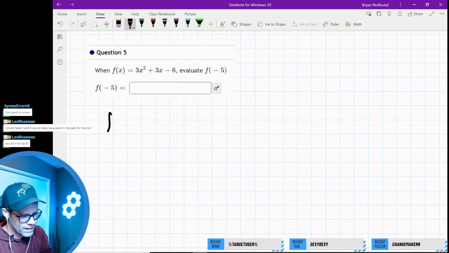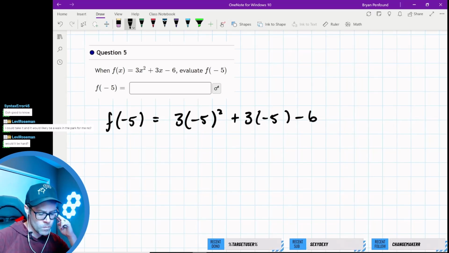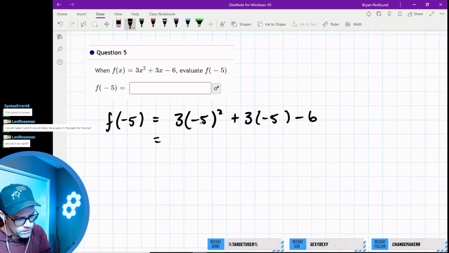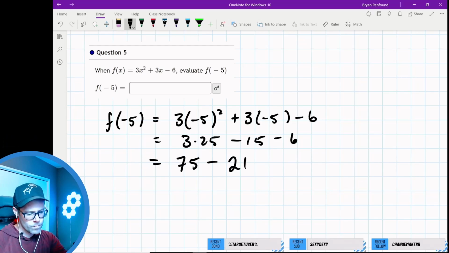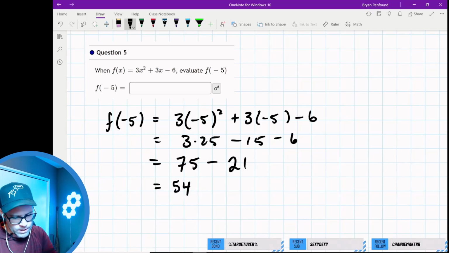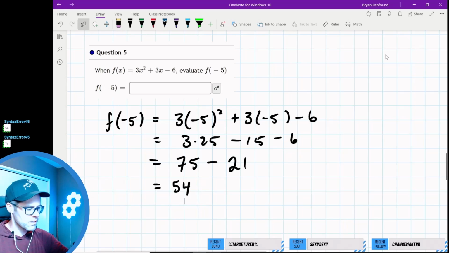Okay, what is f evaluated at -5? F evaluated at -5 is 3 times -5 squared plus 3 times -5 minus 6. That's going to be 3 times 25, plus, nope, this is going to be minus 15 minus 6. So we need 75 minus 21. Is that 54? Does that sound right? I do have a calculator, and I'm not ashamed to use it. Excellent. 54 it is.